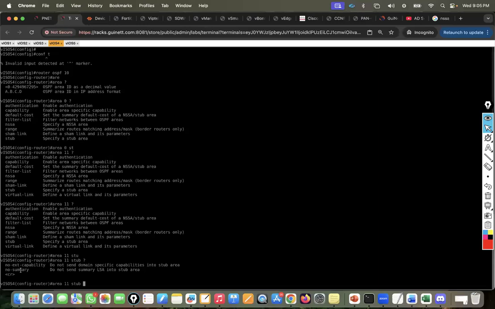No summary is going to make it a totally stub. If you want to make it totally stub, you have to add no summary. But I want to make a stub. The moment I make the stub, will my OSPF stay up or is it going to be down?